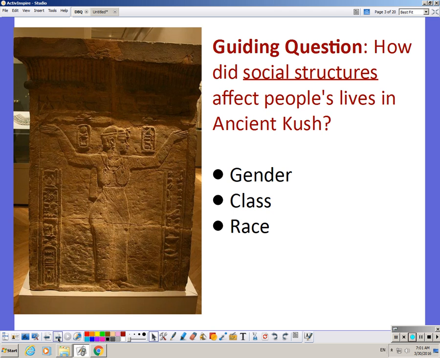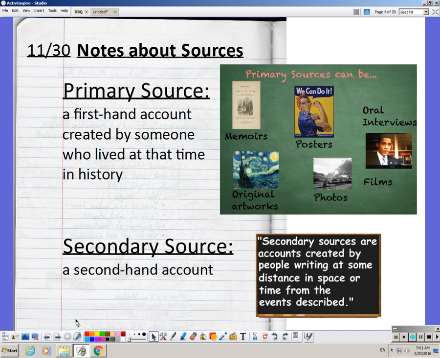So to start off, we need to think about, as we're sourcing, so thinking about where these sources come from and what information we have about where they were made, at what time period they were made. We need to remind ourselves of the difference between primary and secondary sources. So let's take a moment and look at this.